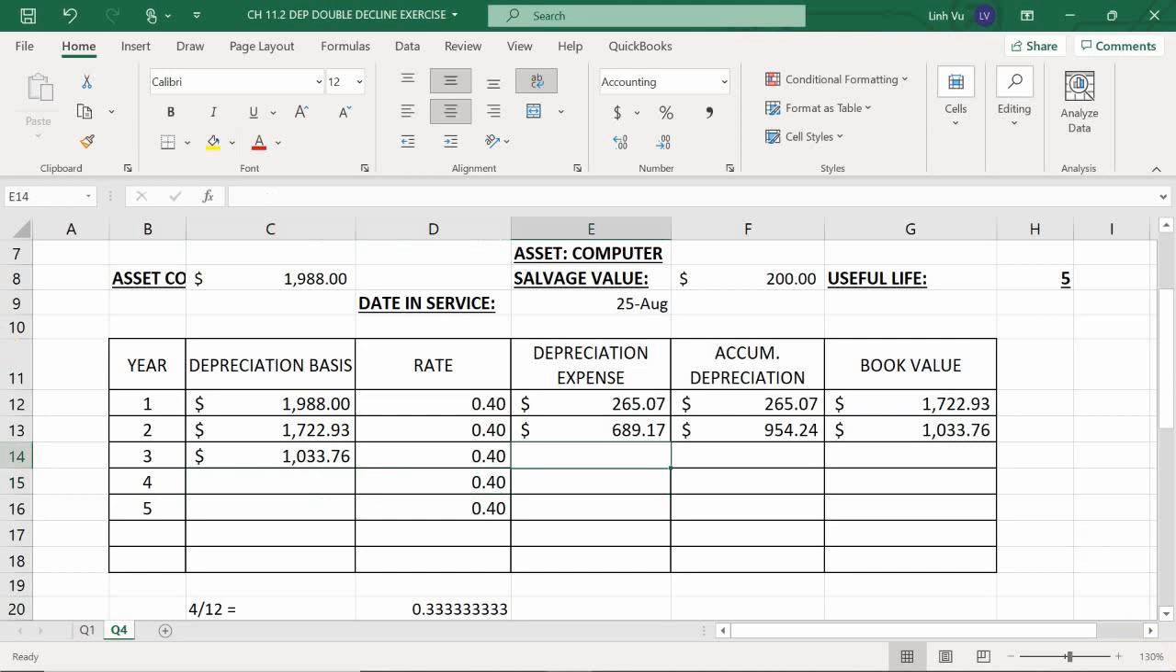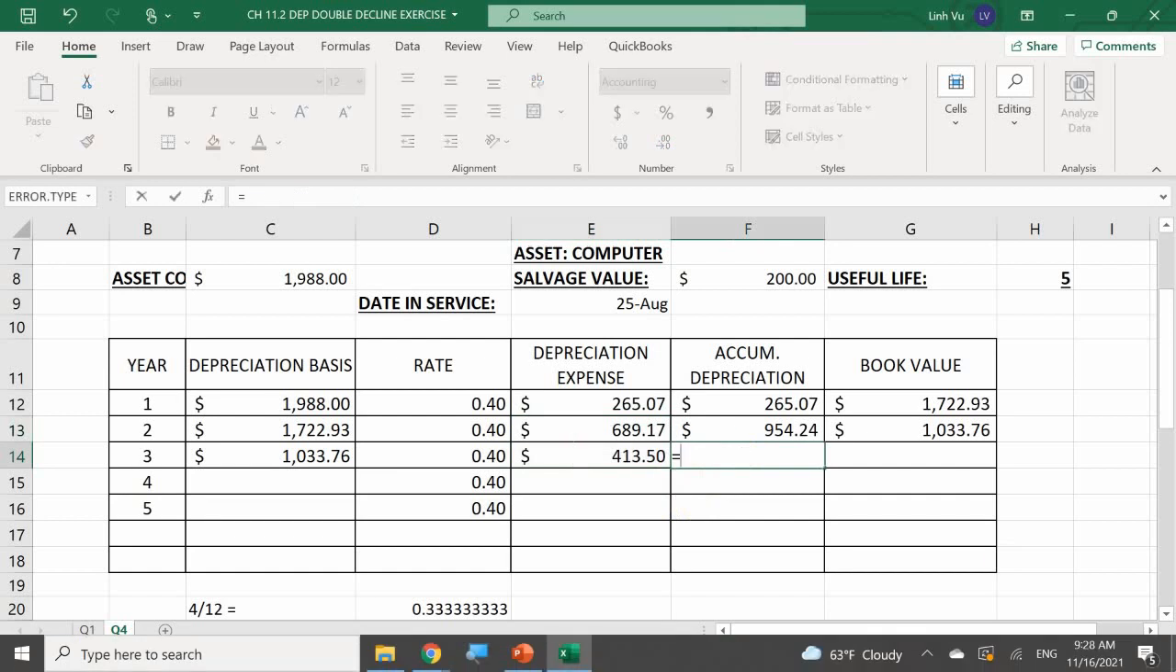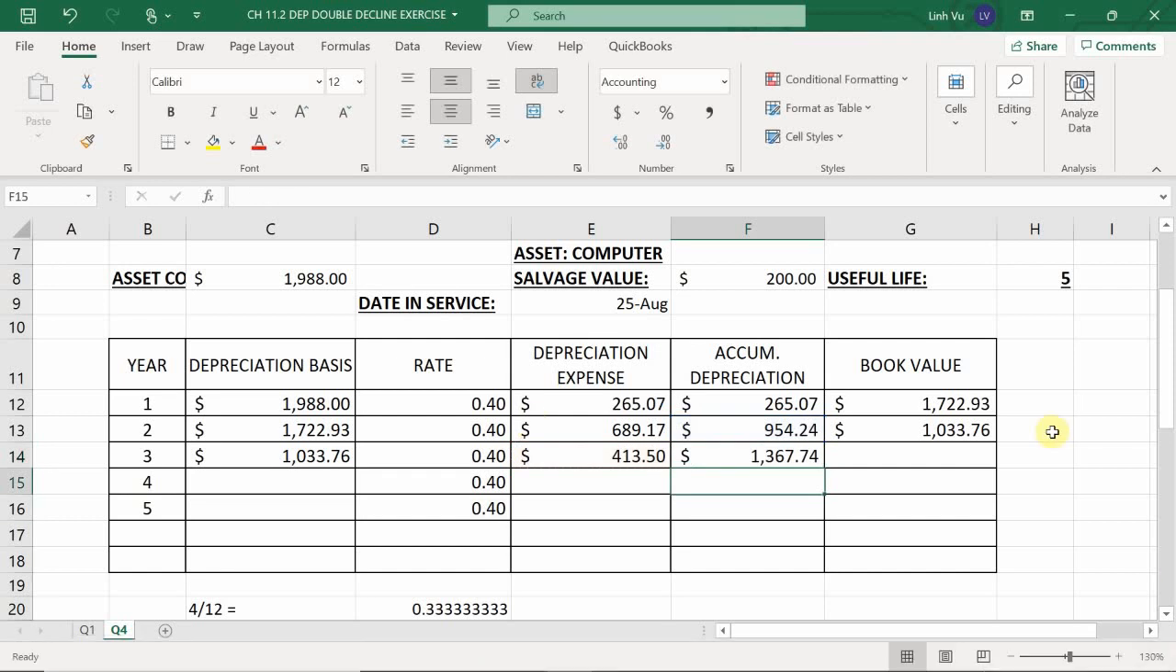So what's my depreciation expense going to be for year 3? $413.50. Plus my previous gives me my cumulative depreciation of 1367.74. Okay, so then that will drop my book value to... what's my book value at the end of year 3? 620.26. So if you look at this trend here, my book value is dropping pretty fast.